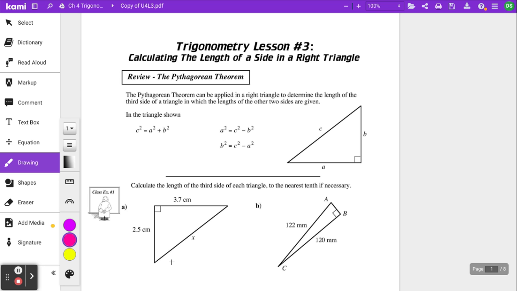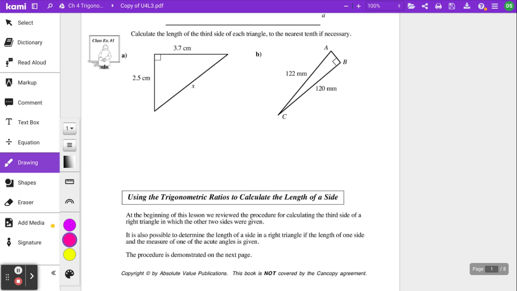Are you with me? I can show you one example. Do you want me to do A or B? Quickly.